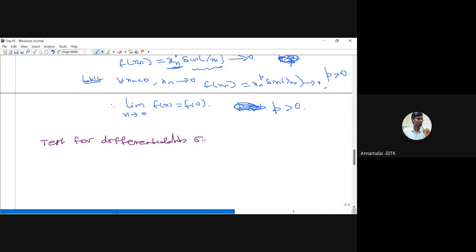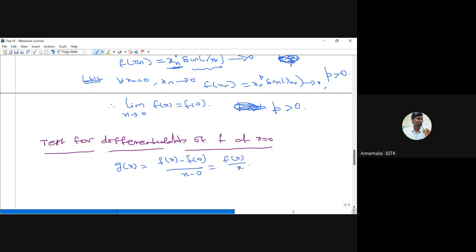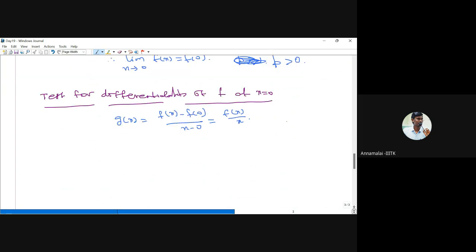Test for differentiability of the function f at the point x equal to 0. So now we have to check the right hand limit and left hand limit of a function g of x, that is g of x, which is nothing but f of x minus f of 0 by x minus 0. But already we know that f of 0 is 0. Therefore, we just have to check f of x by x. We have to find the right hand limit and left hand limit of this.